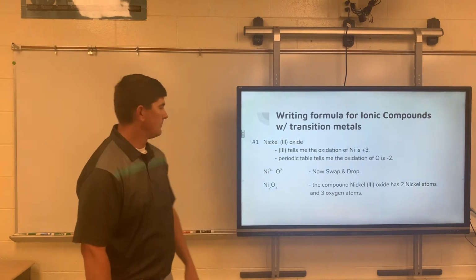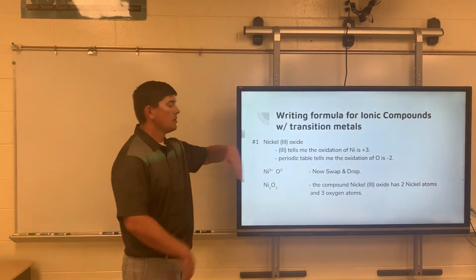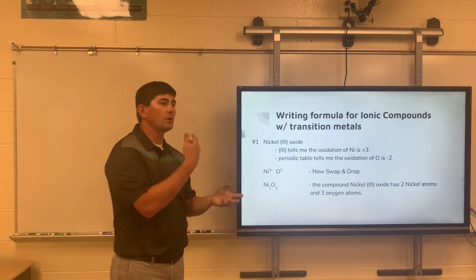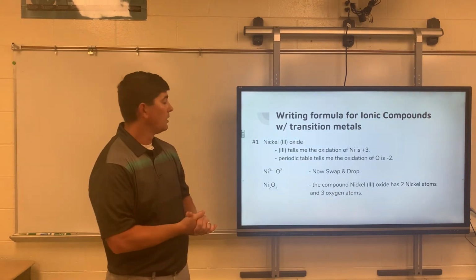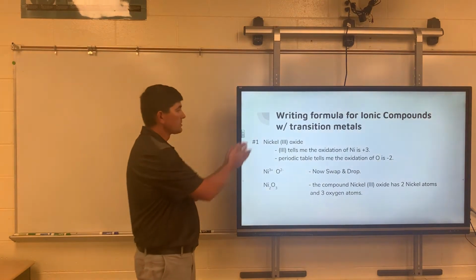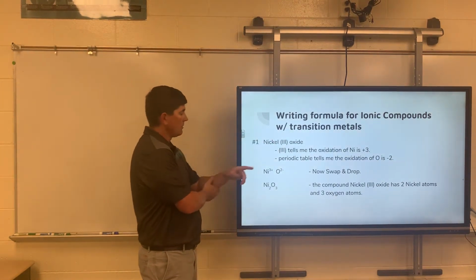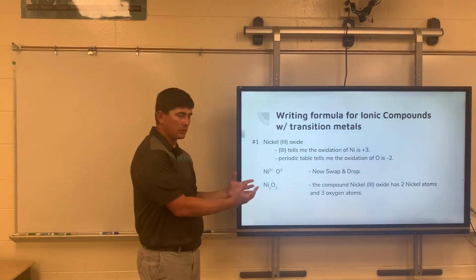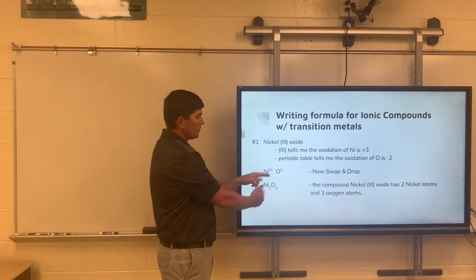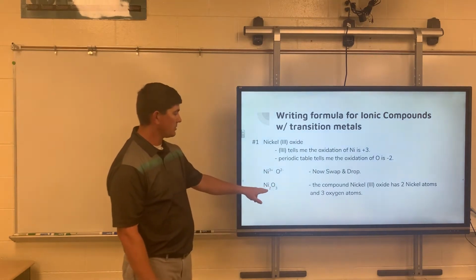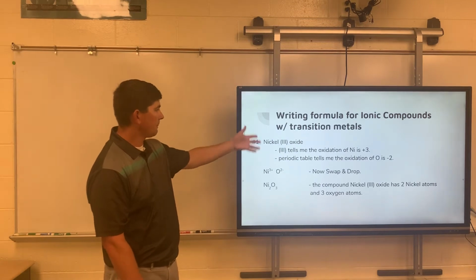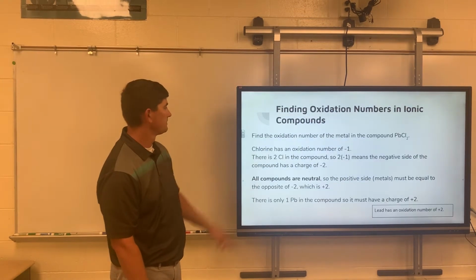Once again, we have to use this because nickel can have more than one oxidation. Nickel can be a +2, it can be a +3, it can even be a +4 upon occasion. So this particular nickel is a nickel 3, meaning its charge is 3. Doesn't mean that it has 3 down here. Don't get confused there. The subscript's not 3. We're not using 3 nickels. It has a charge of 3. When we do the swap and drop, it tells us I've got 2 nickels and 3 oxygens. All right. That's super simple.